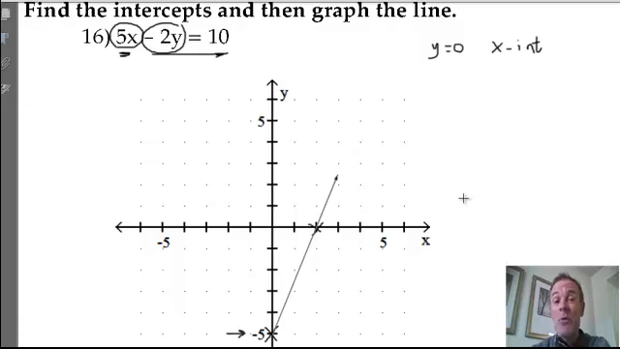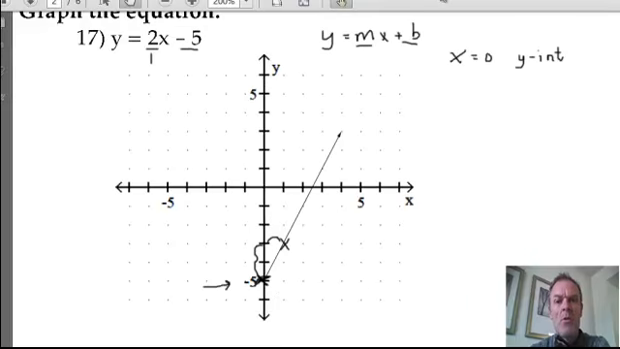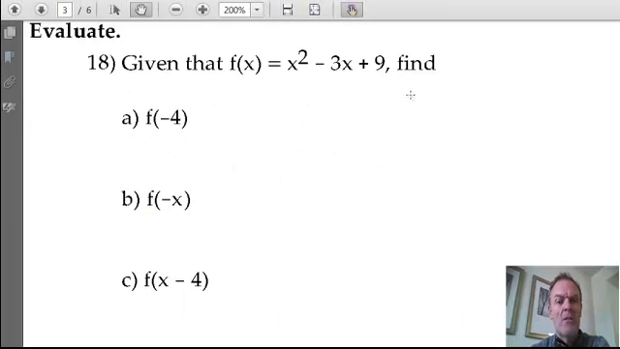Now you can, if you want to, rearrange the equation to get y equals, but that involves a little bit of work, but it's easy to do it by the intercepts. Right, I've got that one, we did that one, let's move on to this one. Okay, so last one for this video.